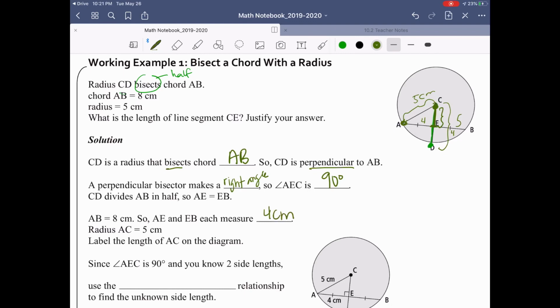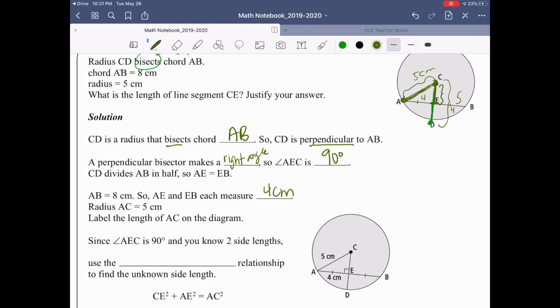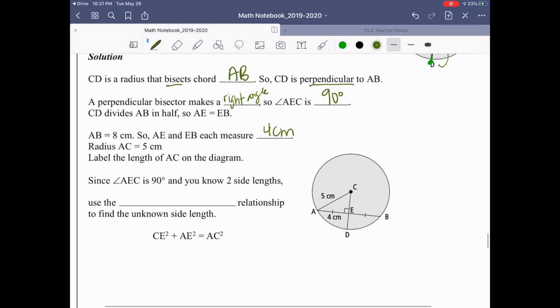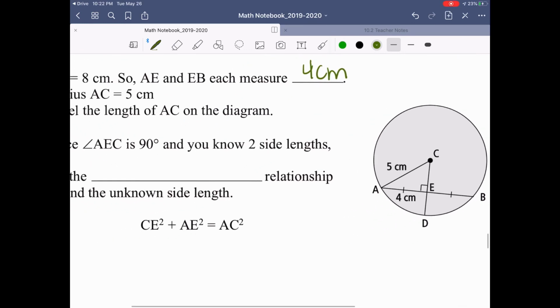And we know that AC is also a radius, like I said. So it's going to equal 5 centimeters. So we're going to label it on the diagram, just like I did. And now you have this situation here, okay?